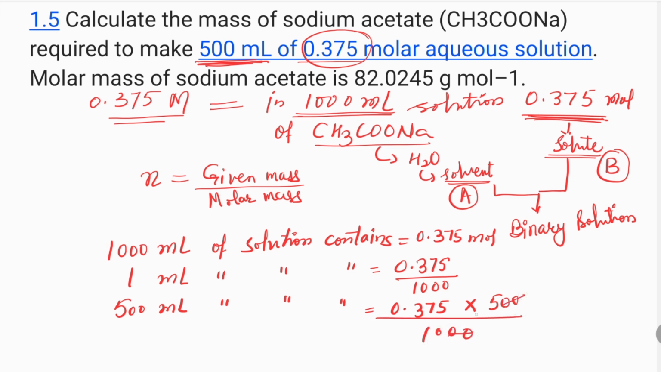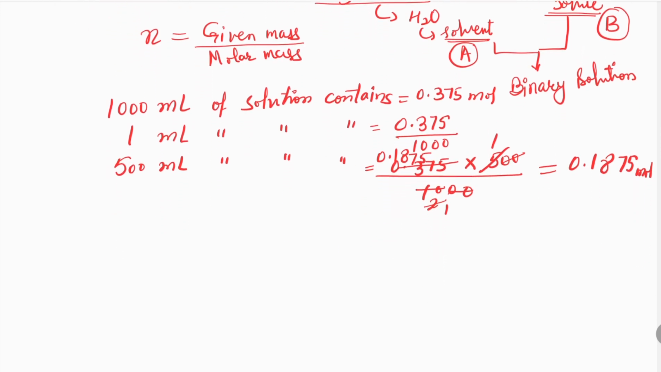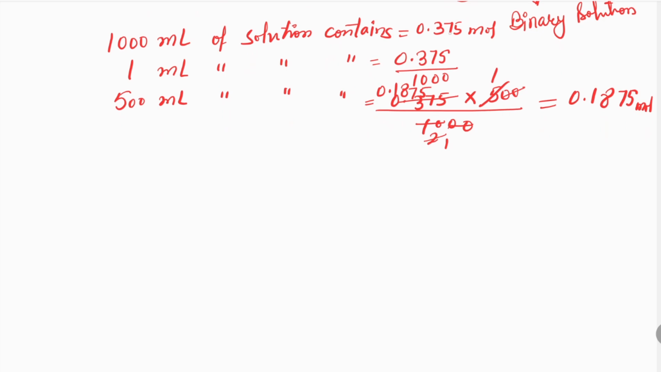So two zeros are cancelled. 5 ones are 5, 5 twos are 10, 2 ones are 2, and over here 0.1875. So it comes out to be 0.1875 moles. To form 500 milliliter of 0.375 molarity solution, we have to take this much number of moles of solute.